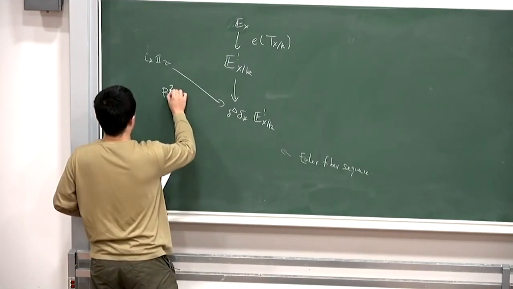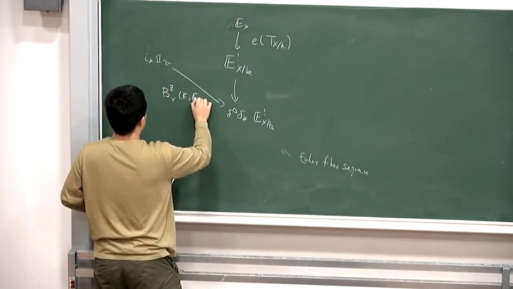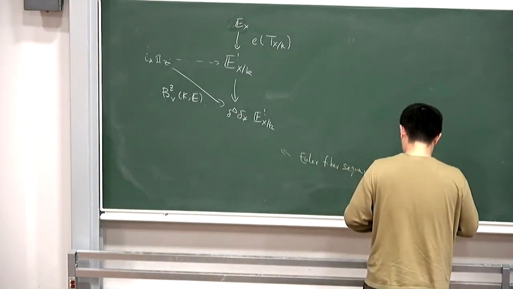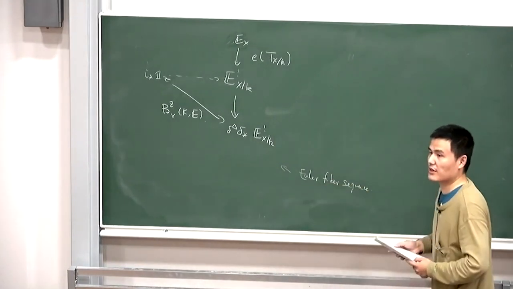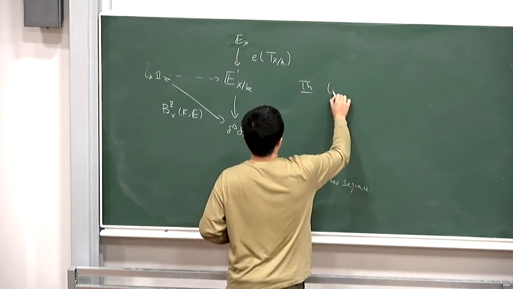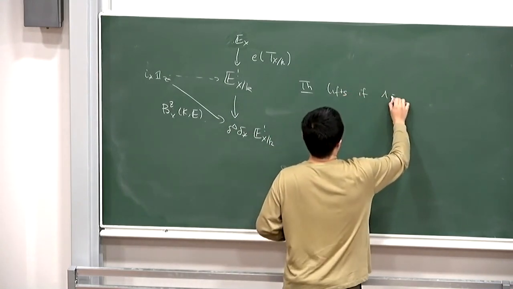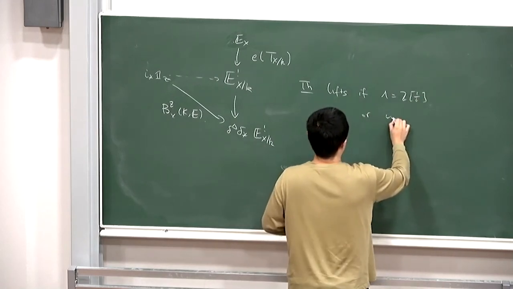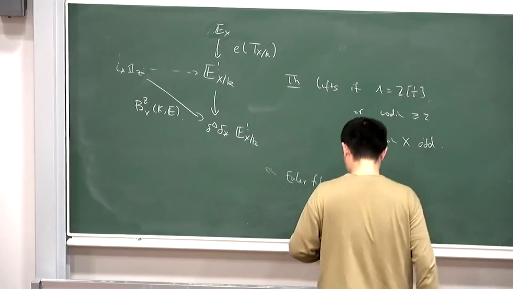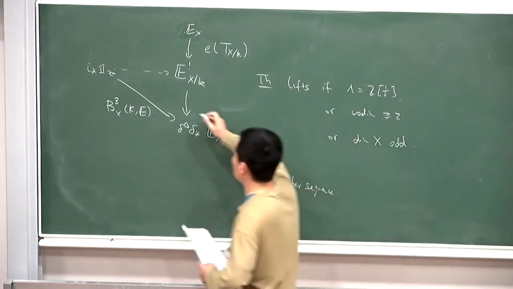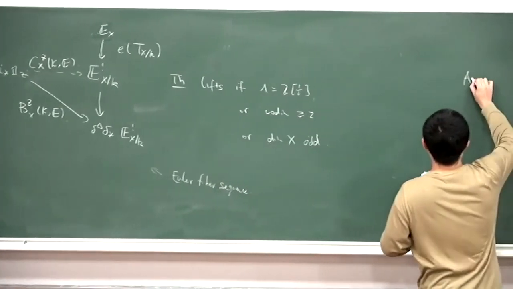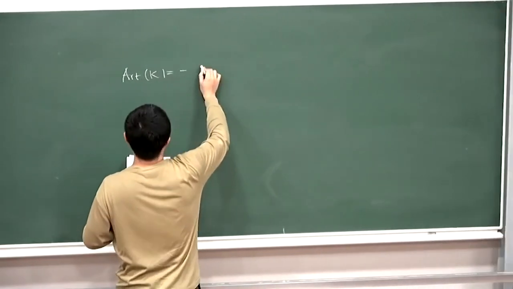And we defined a map B_{X,Z} of K of E. And the idea is to wonder if this thing can be lifted. So this lifts if we invert 2, or codimension is at least 2, or X is odd dimensional. And so this map, I call this C_{X,Z} of K with values in E. And I define this Artin conductor of K to be the minus of the degree of this class.